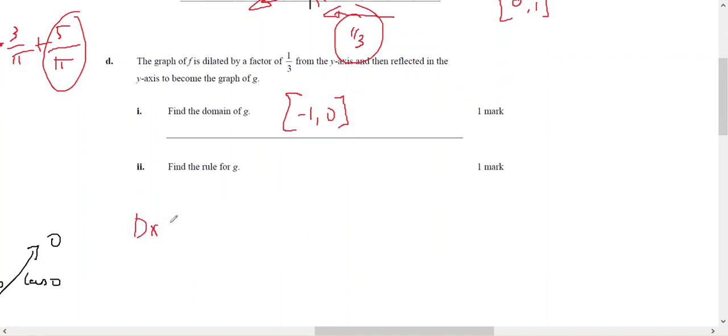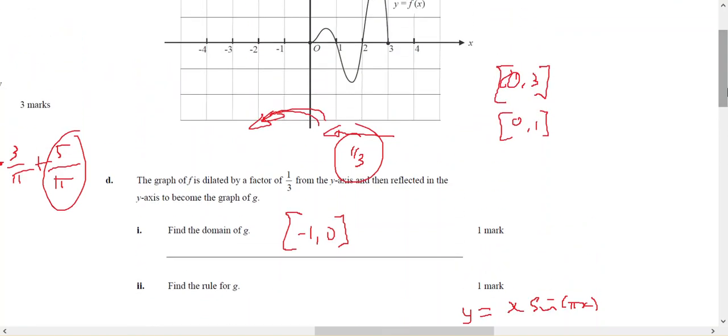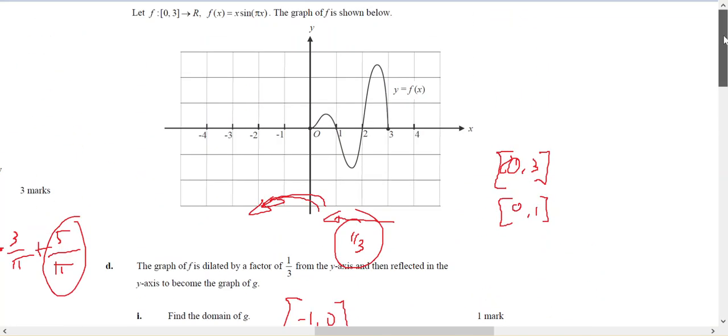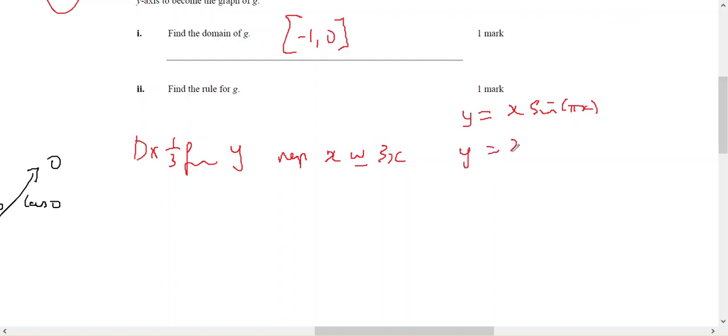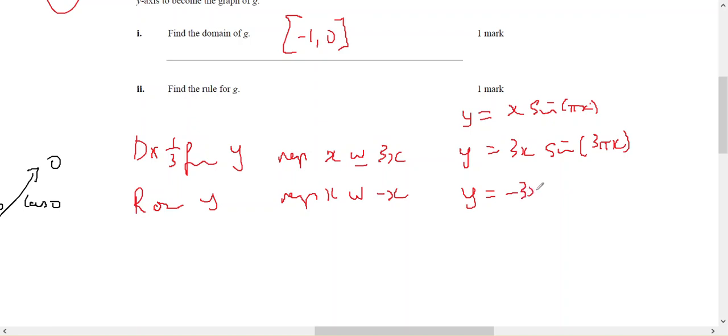Well, we have a dilation by a factor of 1/3 from the y-axis, therefore we replace x with 3x. So if I had y equals x sine of pi x, then my rule will become y equals 3x sine of 3 pi x. x is replaced with 3x in both occasions. Then we reflect over the y-axis, therefore replace x with -x. y will equal -3x sine of -3 pi x.